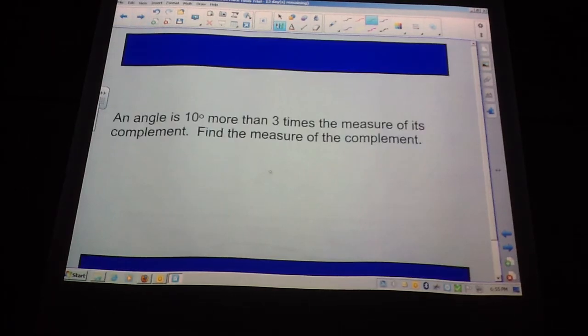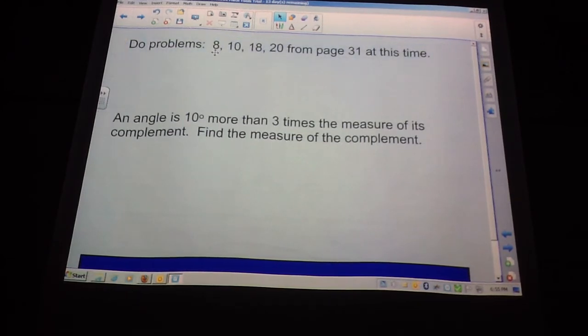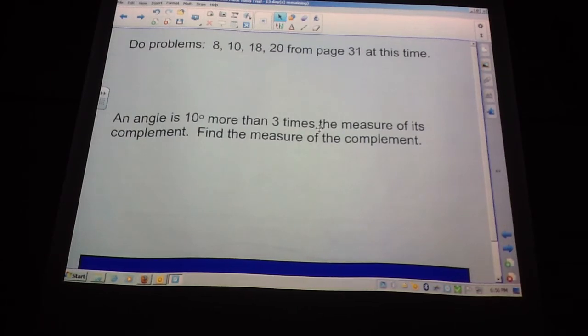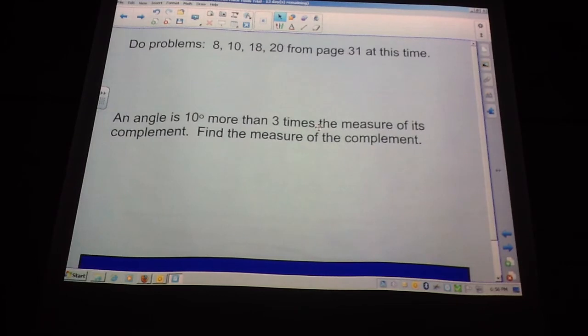Alright, right now we're going to go ahead and pause the video, and you need to do problems 8, 10, 18, and 20 from page 31. So go ahead and pause the video and do that at this time.